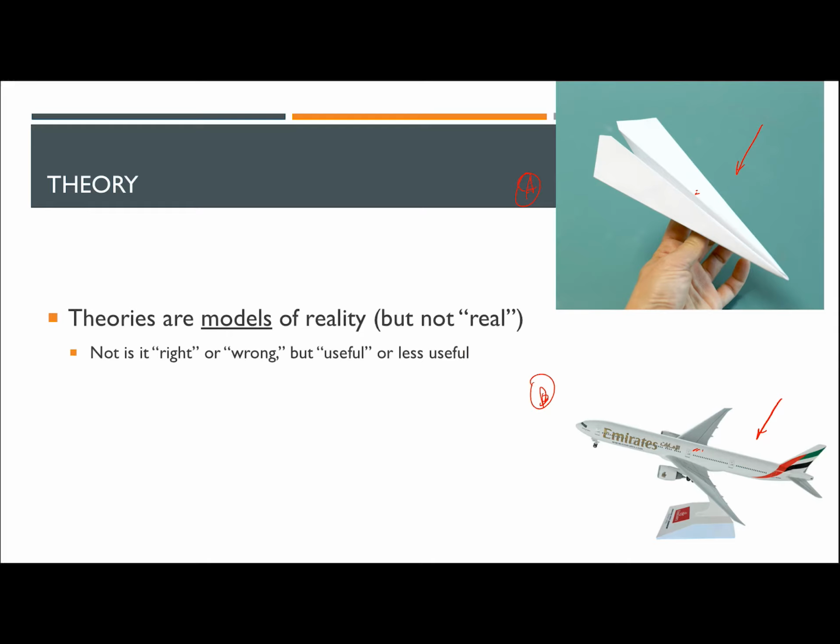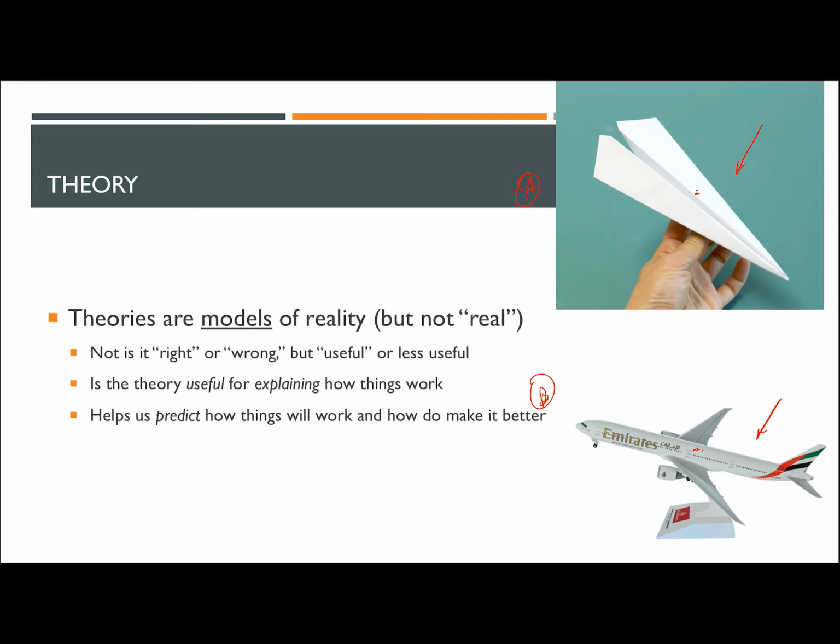So I want to remember that when we're talking about theories today. We're going to talk about some international relations theories, and none of them are right or wrong. It's just whether they're more useful or less useful in trying to explain what we're talking about. Is the theory useful for explaining how things work? So the question might be then, what are we trying to explain at the international level? The other thing it's going to do is help us predict how things will work. And if we want to make things work better, the theory will help us think about how to make things work better, if this is a good model of how things work.